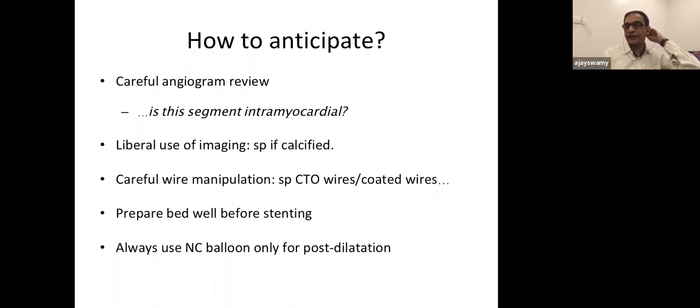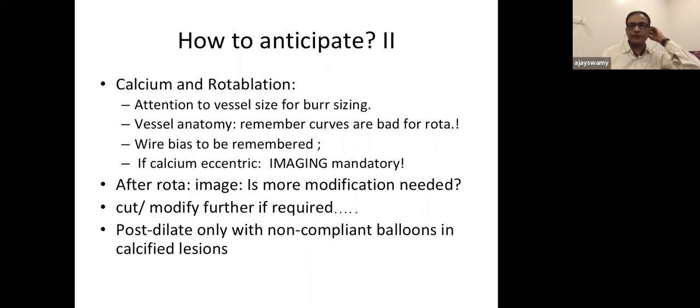We did see that even in our cases, the intramyocardial segment of the LAD was attempted to be dilated with a stent balloon, which is usually a very semi-compliant or even a compliant balloon, and goes up very rapidly. It has a very large creep, and that sometimes leads to perforation. Calcium and rotablation: it's important to pay attention to the vessel size for burr sizing. I don't exceed 0.5 to 1 of the vessel ever. If it's a 3 millimeter, I will not go beyond a 1.5. If it's a 4 millimeter, I will not go beyond a 2 millimeter burr. 175 is the largest that I will go to in case it's a 3.5.